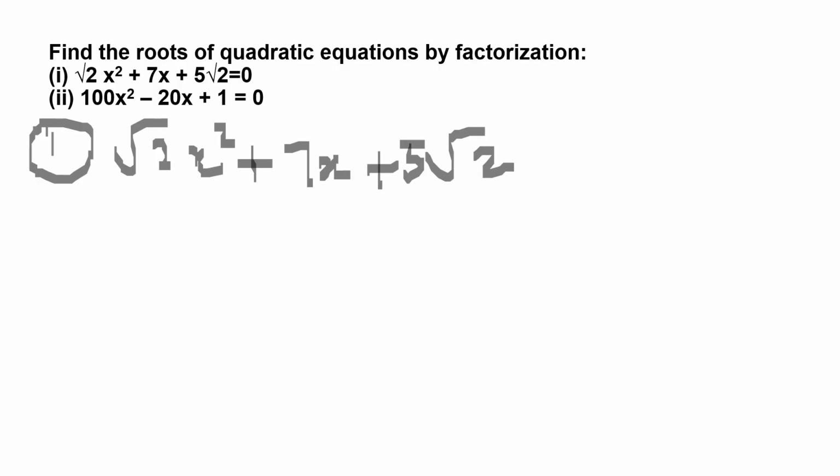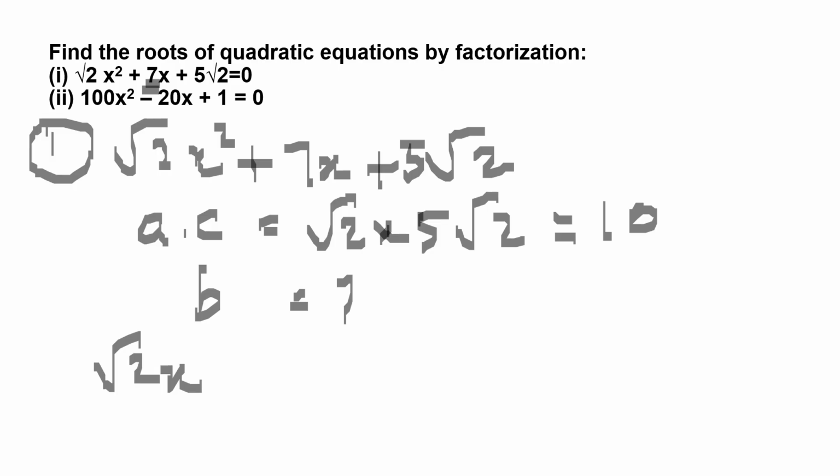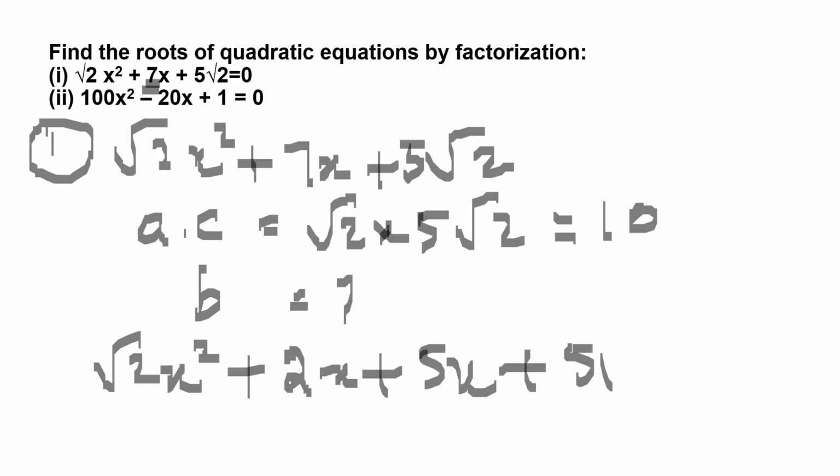So we find two numbers that multiply to root 2 into 5 root 2. So we will get 10. And add up to 7 because we are splitting the middle term. So sum is 7. So B is 7. So root 2x square plus 7x can be written as root 2x square plus 2x plus 5x plus 5 root 2 is equal to 0.